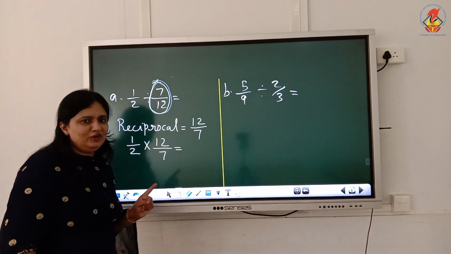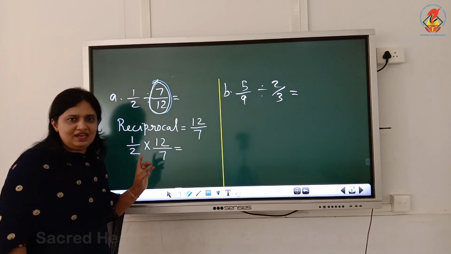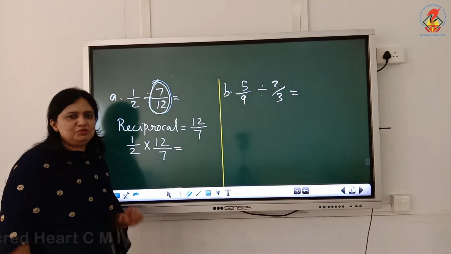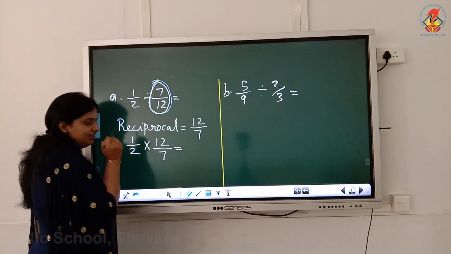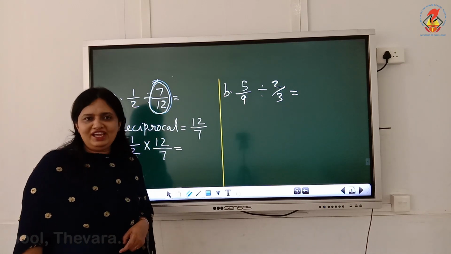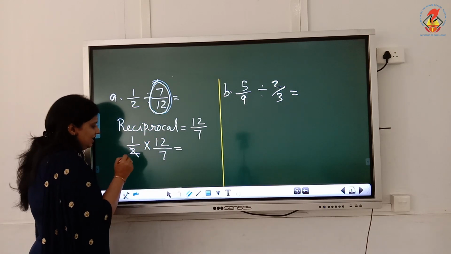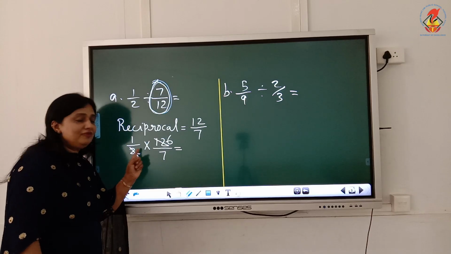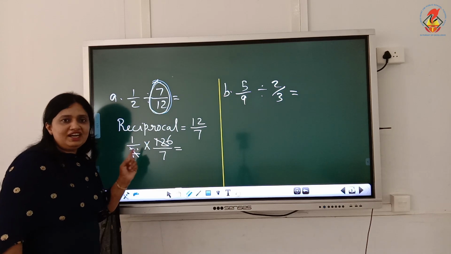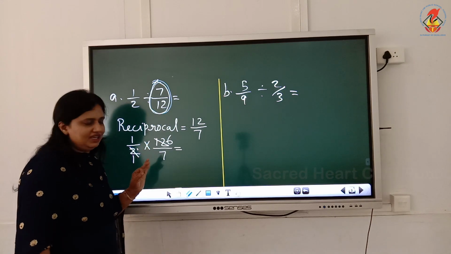Before that I have told you, children, we can simplify from here itself. How can we simplify this fraction? Did you see any common factor in numerator and denominator? That is 2, right? And we can cancel 2 and 2. See, 2 ones are 2, 2 sixes are 12. Okay, is it clear? We can simplify from here itself. Then that is easy for you for multiplication.